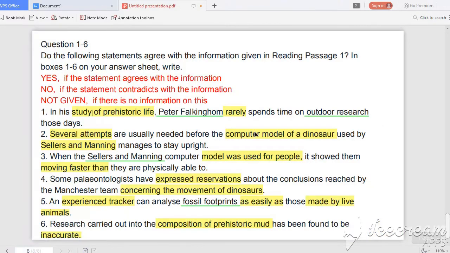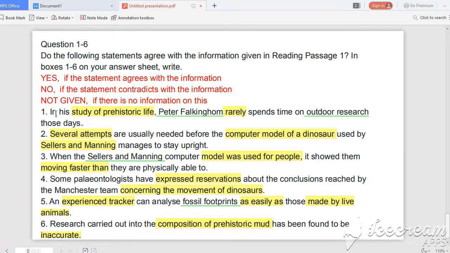The first step of my strategy is to read the instructions carefully and check if it's a true, false, not given, or yes, no, not given question type, and keep that information in mind before transferring your answer to the answer sheet. So here, it's clearly mentioned that it's a yes, no, not given question type. Now, the second step is to read the questions carefully.